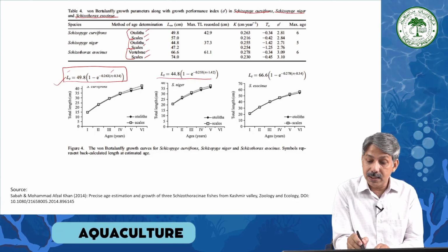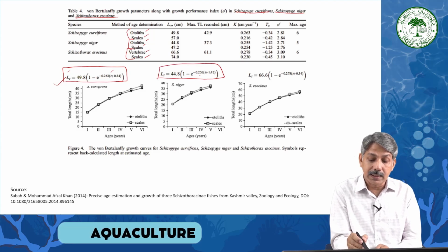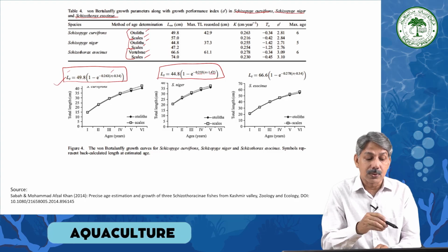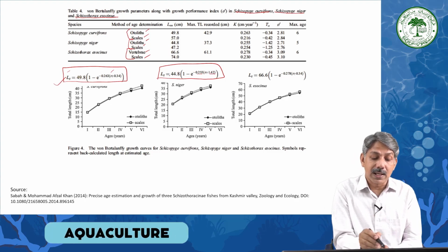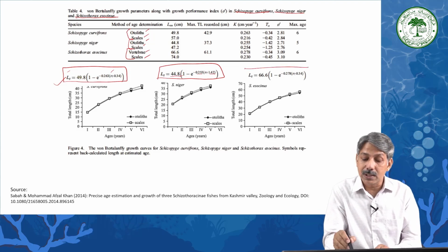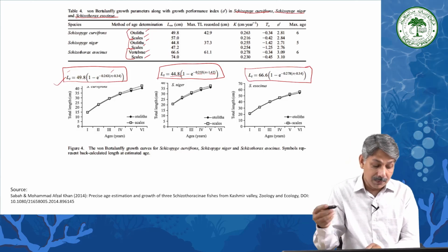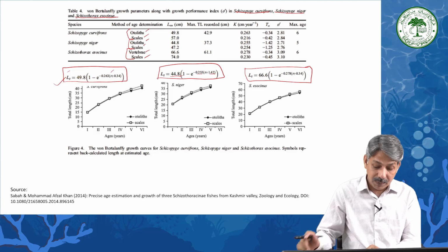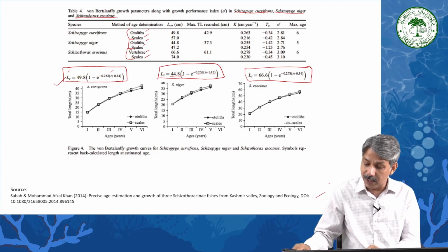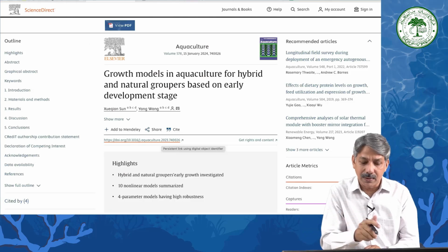For Schizopyge niger, we got this equation. You will find that the value of the growth coefficient, T0, as well as L infinity will vary. So the constants will vary from one species to the other, and not only from one species to the other, but from one habitat to the other, even if we are going for the same species. This is the source from where we have taken. The paper was published, and I have taken one part of that.